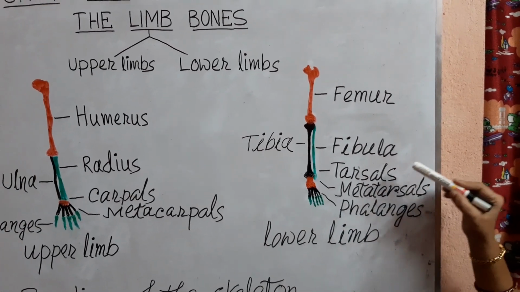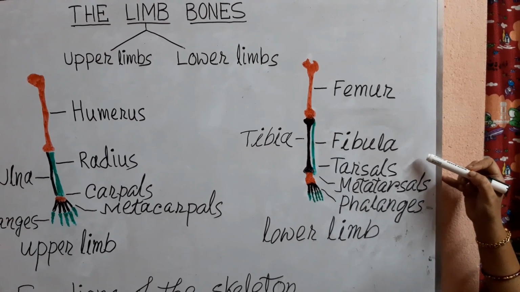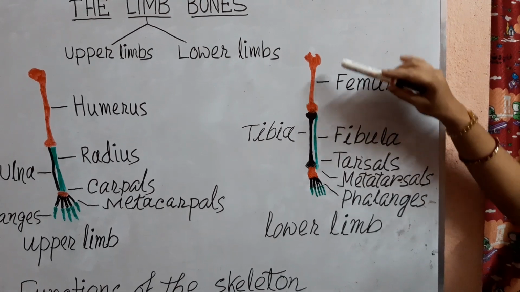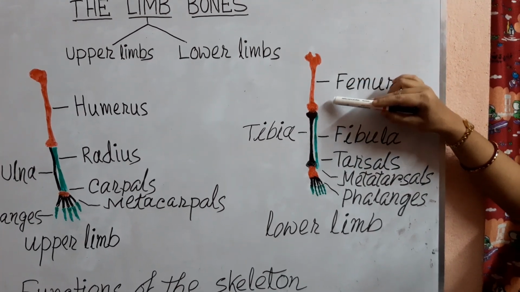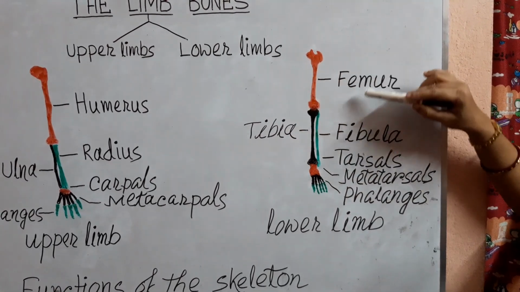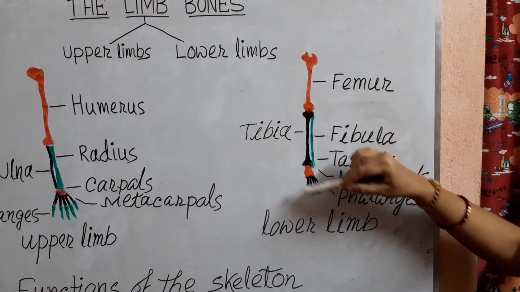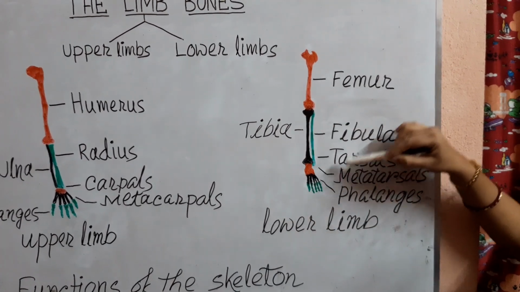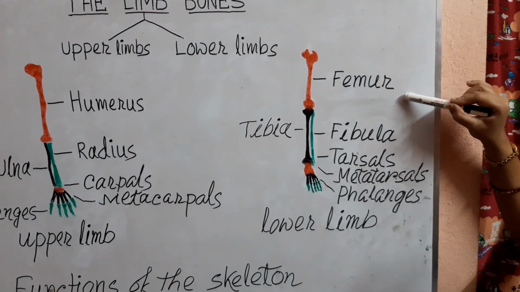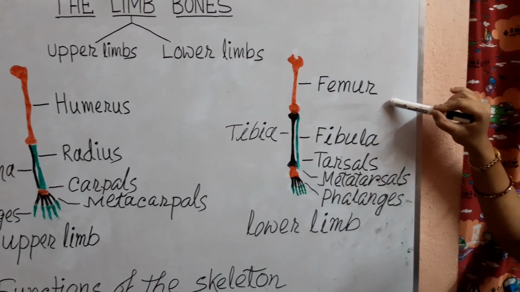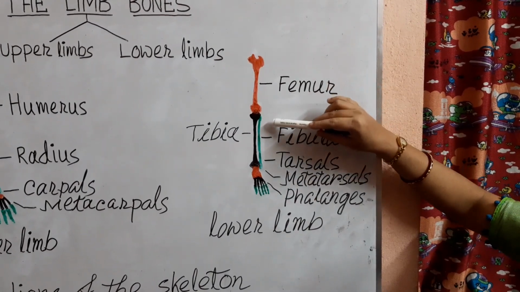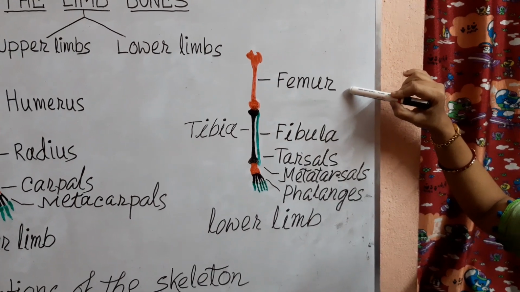This is the picture of our lower limb. It also has two parts. The upper part consists of a long bone known as the thigh bone, and the lower part is known as the calf. The upper part bone is known as the femur or the thigh bone. It is the longest bone present in our body. Femur or the thigh bone is the longest bone present in our body.